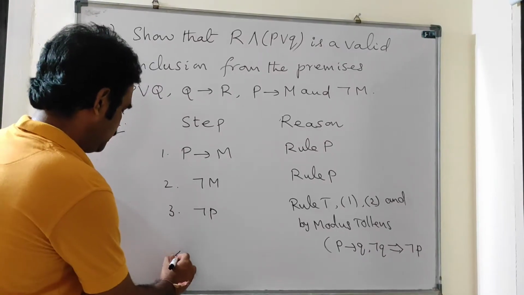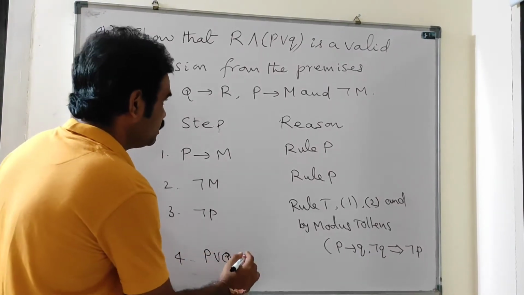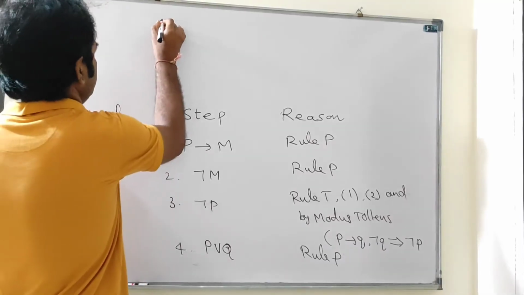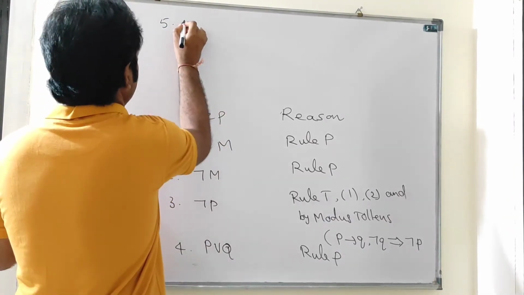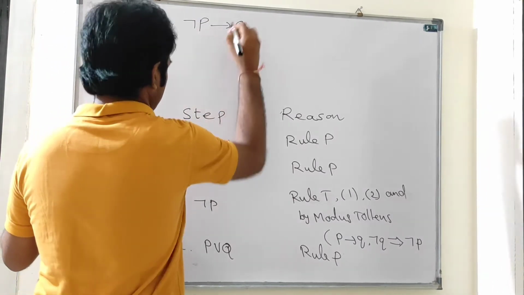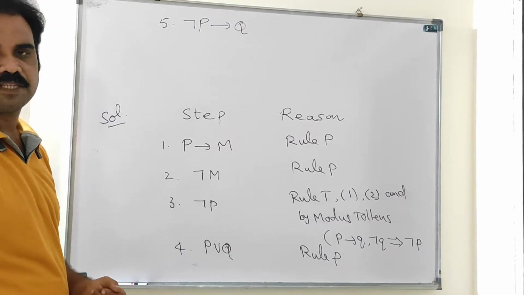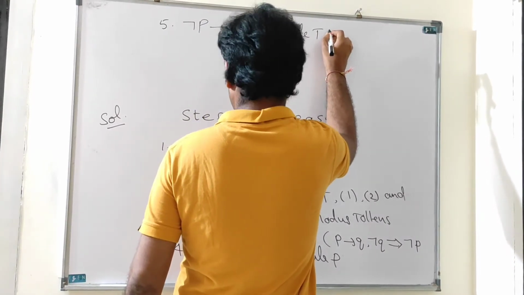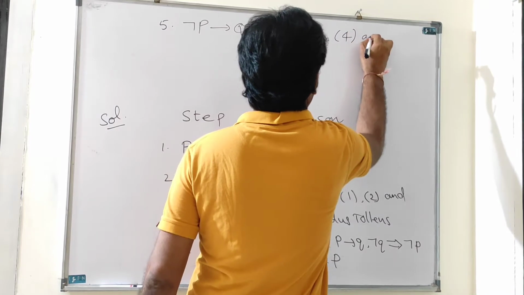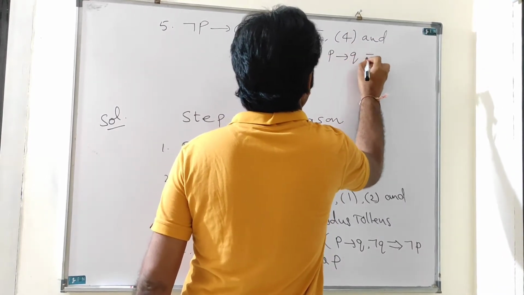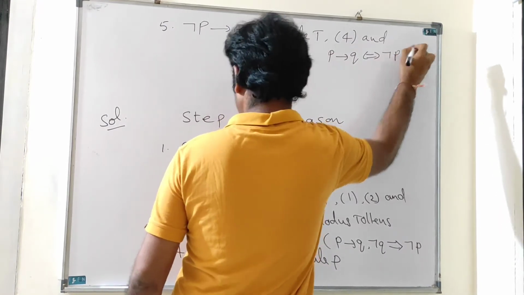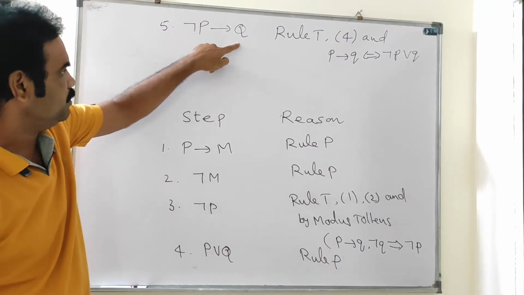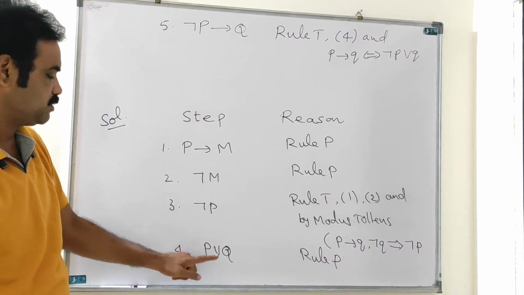Next step, P or Q. Since this is in the given premises, rule P. Next step, negation P implies Q. Since you know that P implies Q is equivalent to negation P or Q, rule T using 4 and P implies Q is equivalent to negation P or Q. That's why negation P implies Q is equivalent to negation of negation P or Q. Negation of negation P means P, so P or Q is equivalent to this.